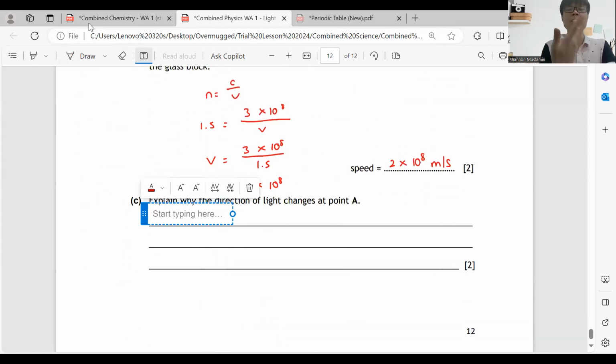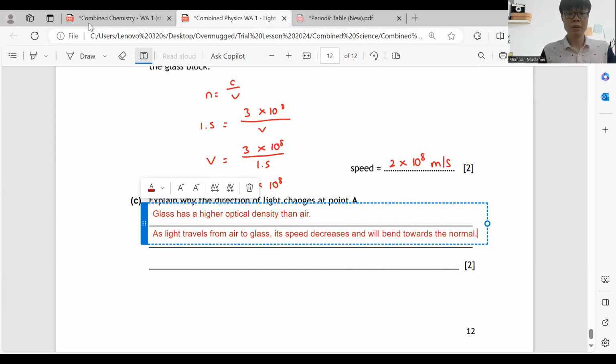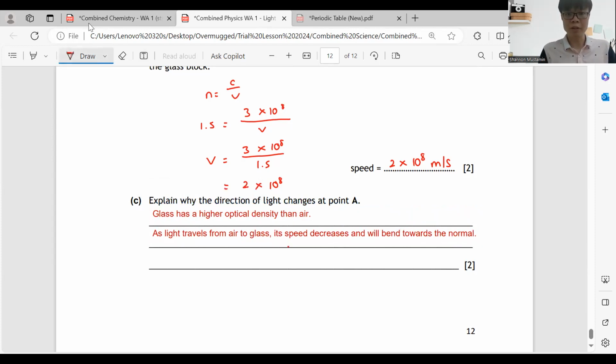The first mark is explaining the optical density. So we need to say the glass has a higher optical density than air. As light travels from air to glass, its speed decreases and will bend towards the normal. Speed decreases, higher optical density.